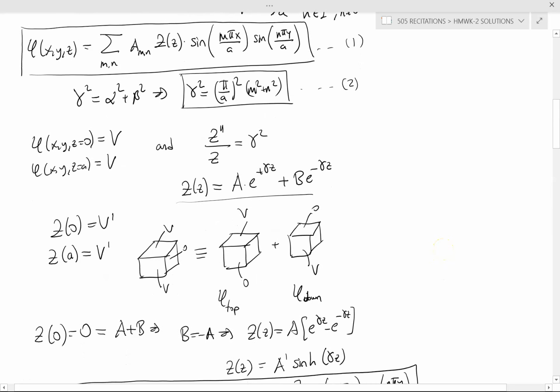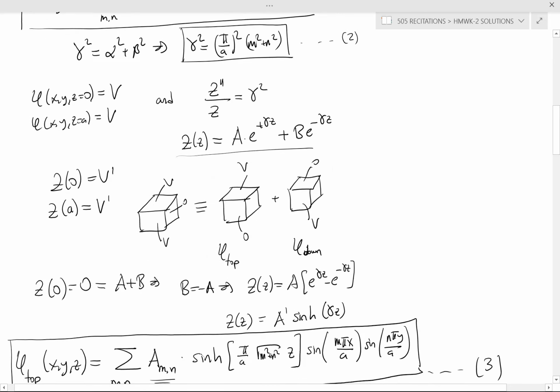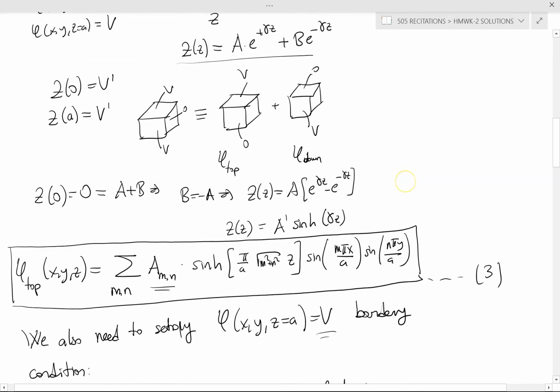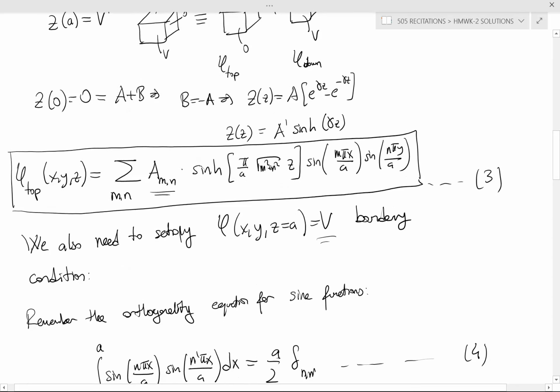since I have found the algebra harder to work with when one of the surfaces is 0 and the other one is v, I have continued with the superposition principle, and I first solve phi top, given that the lower side is 0 and the upper side is v. To satisfy that, z0 should be equal to 0, whatever the m and n are. Which means that b is equal to minus a, and they are giving us nothing but the sinh functions, the hyperbolic sine function. Okay, and now the most general form up to now we have obtained is given in 3.